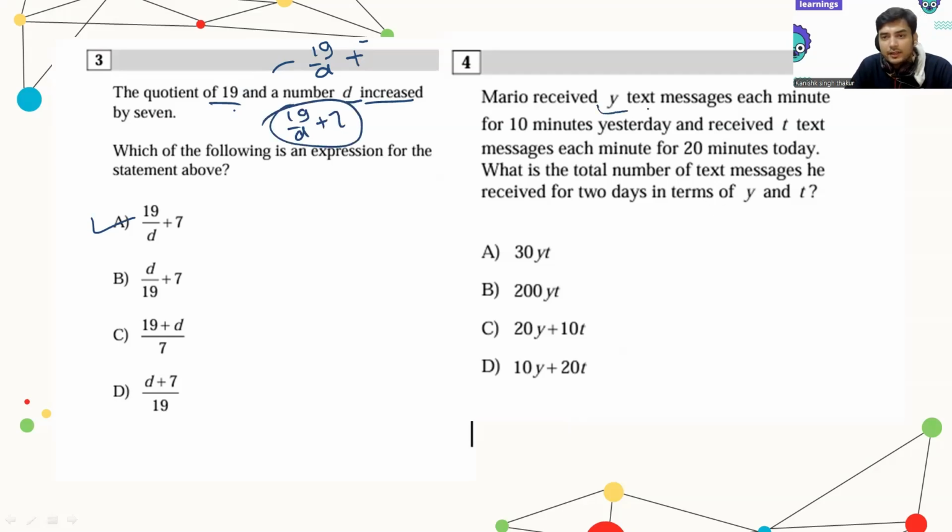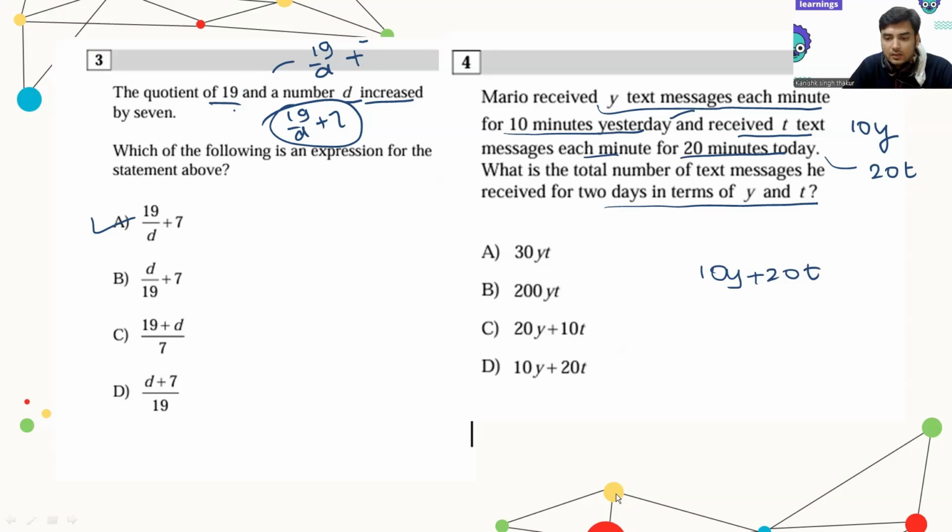Mario received y text messages each minute for 10 minutes yesterday. Each minute he is receiving y text messages for 10 minutes, so he will receive 10y, isn't it? And he received t text messages each minute for 20 minutes. In 20 minutes, he'll be receiving 20t. What is the total number of text messages he received in terms of y and t? So it would be 10y added to 20t. This would be your answer.